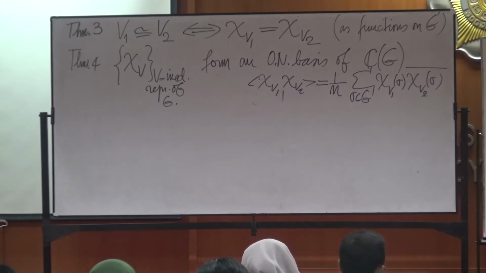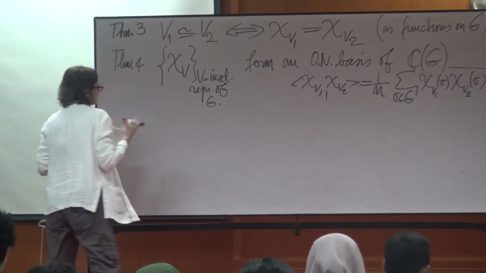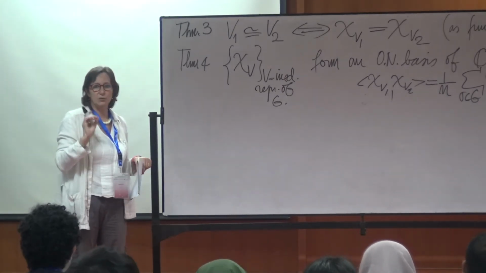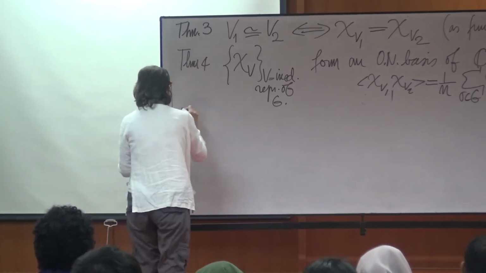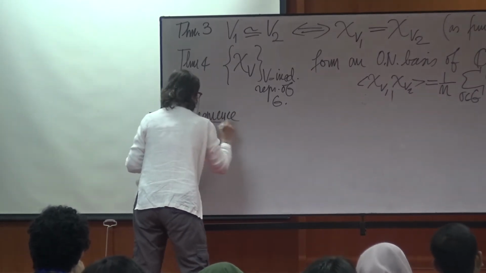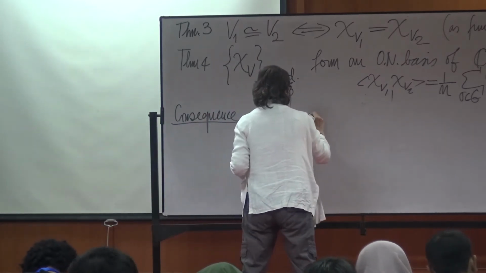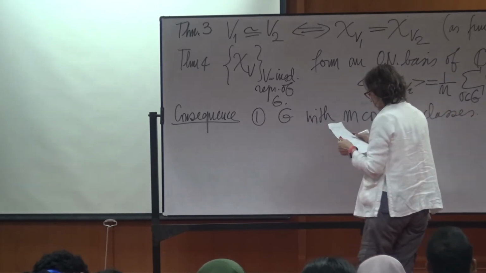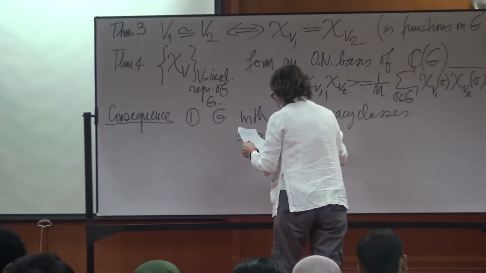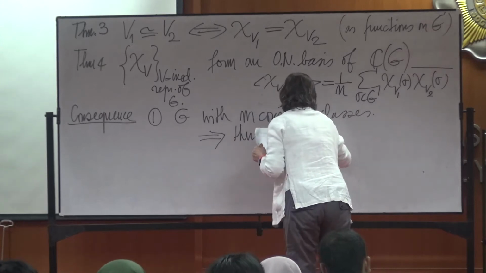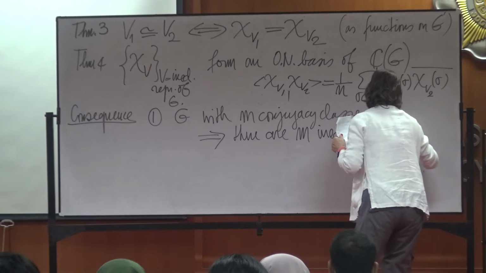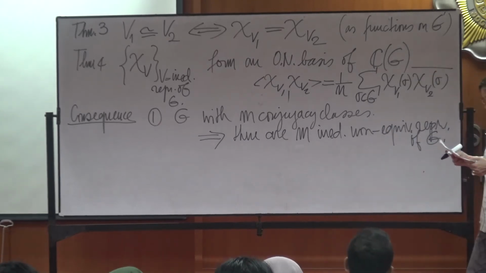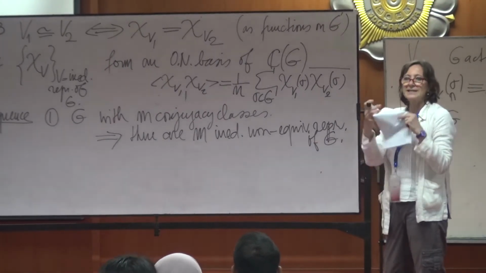Two immediate consequences of this theorem. Consequence 1: if you have a finite group G with m conjugacy classes, then there are precisely m irreducible, non-equivalent representations of G. And consequence 2: two irreducible representations are distinguished by their characters.